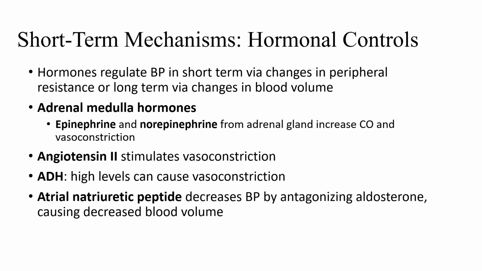Angiotensin II is stimulating vasoconstriction. Antidiuretic hormones in high levels can cause vasoconstriction. Remember, these are mostly responsible for modulating our fluid level, so that makes sense. And then you have the atrial natriuretic peptide, which is actually in the heart itself, decreases blood pressure by antagonizing aldosterone, ultimately leading to a decrease in the blood volume.